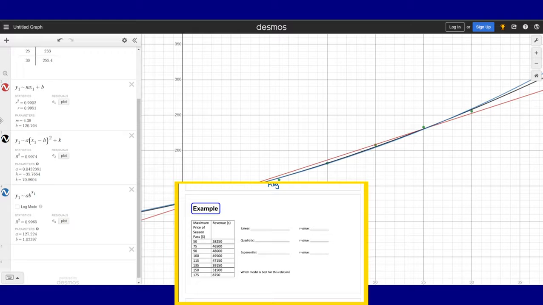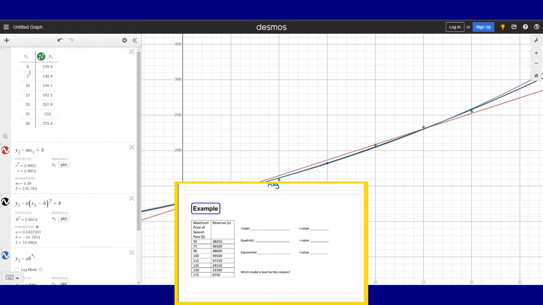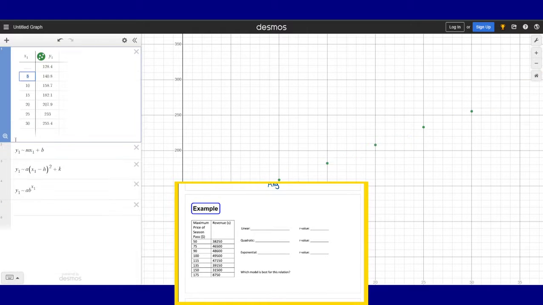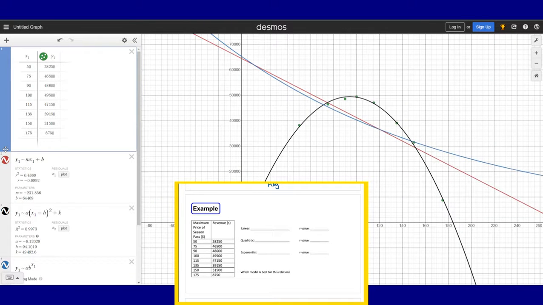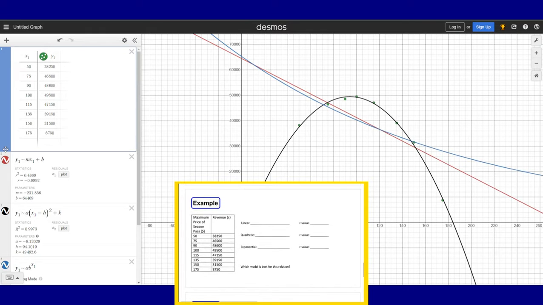With our next model, the nice thing about Desmos is I don't need to get rid of the equation. I just need to change my table. So I'm going to enter these new values for the maximum price of a season pass and the revenue. I have my new data entered, and the equations, even though they disappeared when the table disappeared, reappear once you start entering data. So now I have my models for this table.